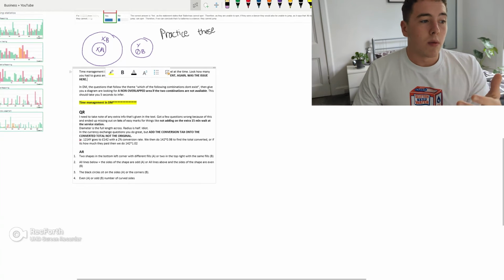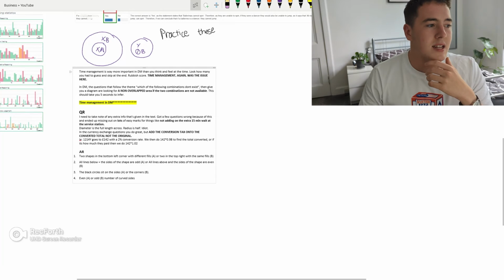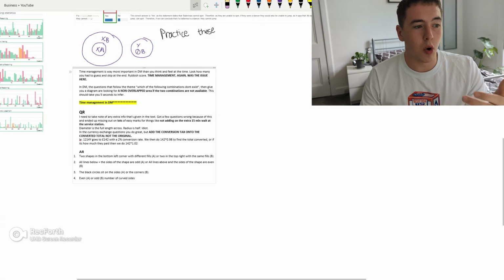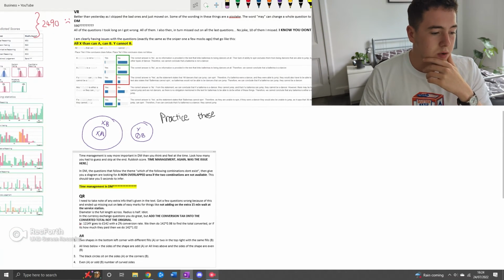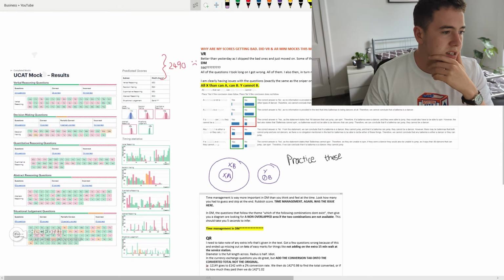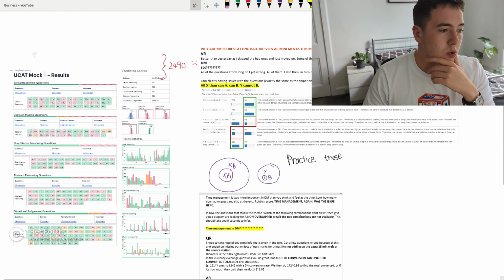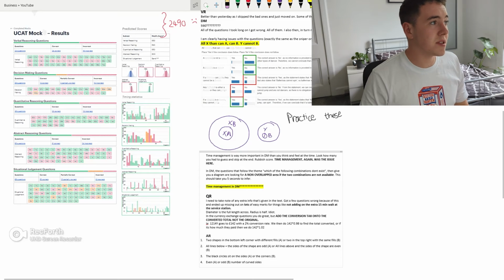Time management is way more important in DM than you think. Look at how many you had to guess and skip at the end. It was a rubbish score. Time management, again, was the issue here. So if we then scroll over to the left, we can see that in decision making, I got a score of 590. It's not great, it's not awful.